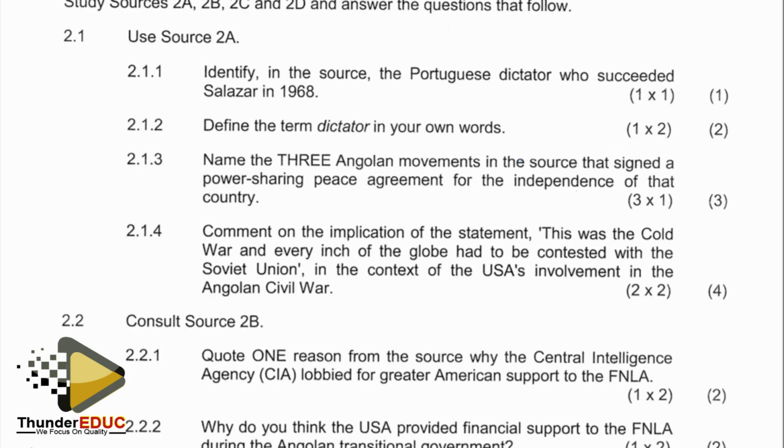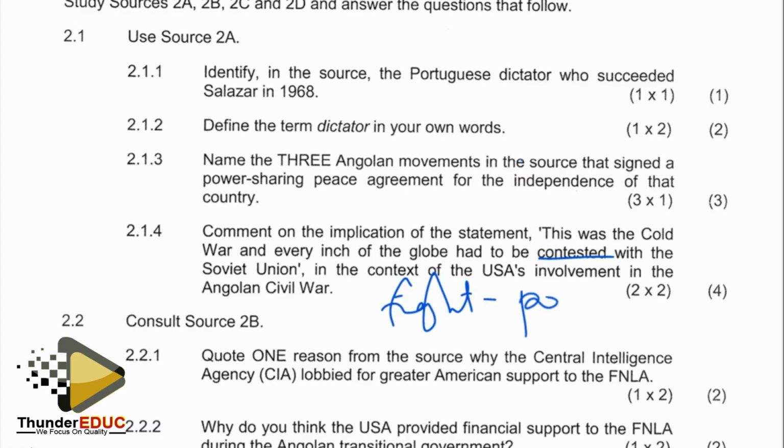Right. Number 214 is asking for a comment on the implication of the statement: "This was the Cold War, and every inch of the globe had to be contested with the Soviet Union," in the context of the USA's involvement in Angola. What does that statement mean? It means the Soviet Union wanted to take full control of Angola, or had intentions of making Angola communist. That is one response. You can also say, on the other side, the USA was willing to fight against the USSR through the liberation movements of Angola. It says "had to be contested", which means the USA was willing to fight.